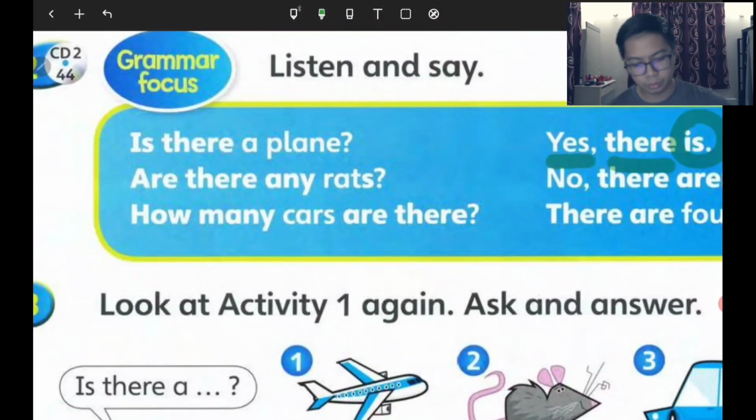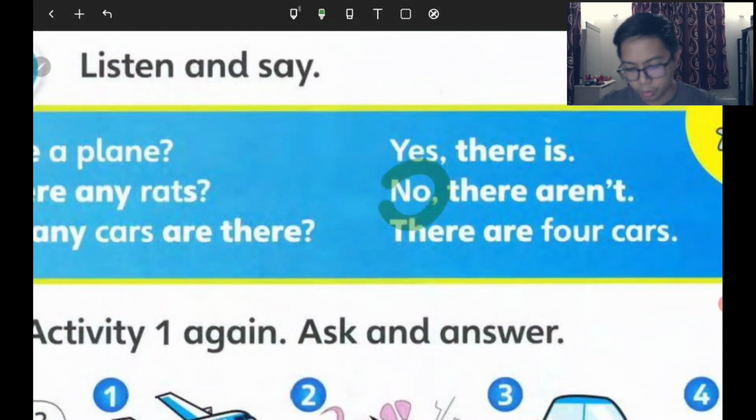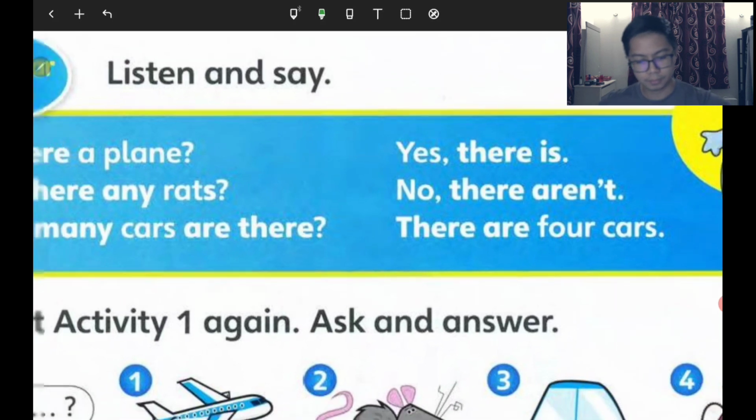If you want to use are, it's for things or animals that are a lot. For example, are there any rats? Means a lot of rats, so that's why we use are, right? And remember, are as well. Okay, but for no, we use aren't.